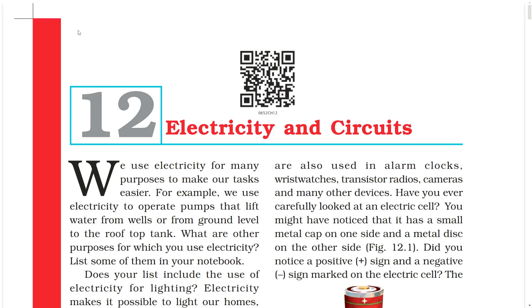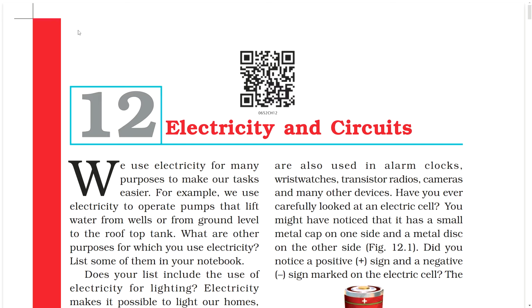12. Electricity and circuits. We use electricity for many purposes to make our tasks easier. For example, we use electricity to operate pumps that lift water from wells or from ground level to the rooftop tank.